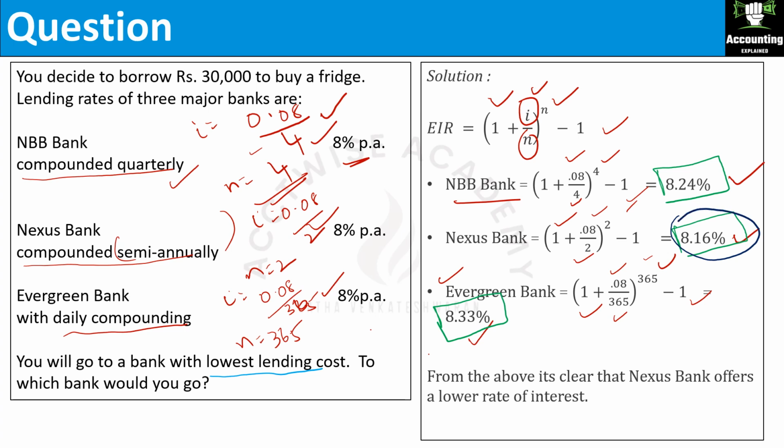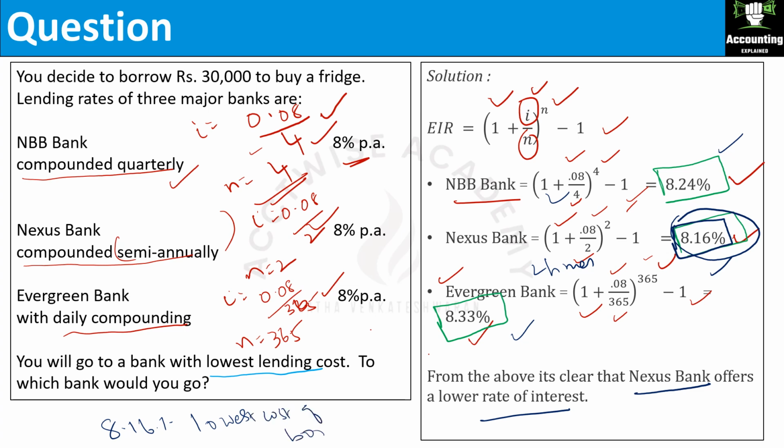Right? See, another thing you can easily find out here: when it is compounded half yearly, only 2 times a year, the interest cost is the lowest. When it is compounded 4 times, it is higher. When it is compounded 365 times, it is very high. So 8.16% is the lowest interest rate offered by Nexus Bank, which we can take as a loan. Or in other words, we can call 8.16% the lowest cost of borrowing.